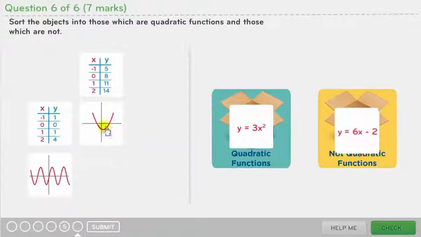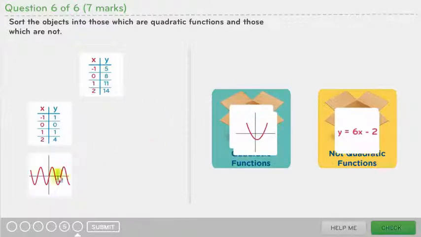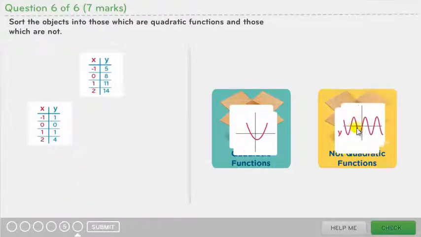Now let's look at the graphs. The graph of any quadratic function forms a parabola. This graph is a parabola, so it's going to go in the quadratic function section. This graph is a wave function, not a parabola. Therefore, it's not a quadratic equation.